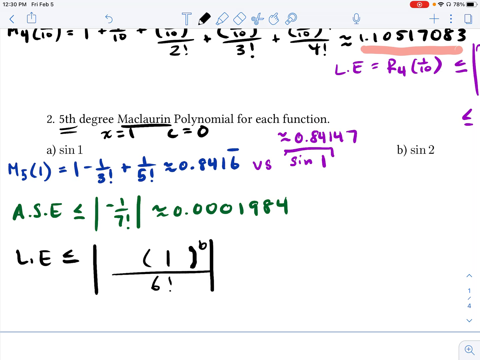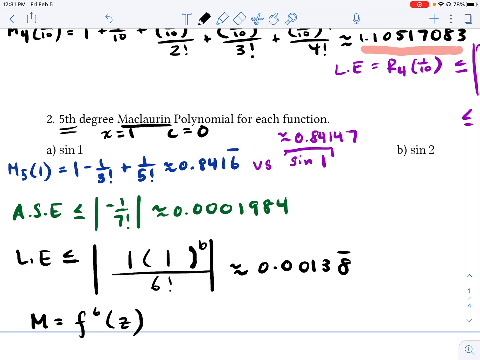Now, as for this magic M value, we are asking ourselves, what is the largest value that could come out of the 6th derivative evaluated at some z? And again, we're not stressed out about finding that z value. We already know from our previous lesson that the largest value that could come out of any derivative for sine or cosine is always going to be equal to 1, right? That's just the range of that function. So we can just easily put in 1 there. And when we punch that in, we get approximately 0.00138.